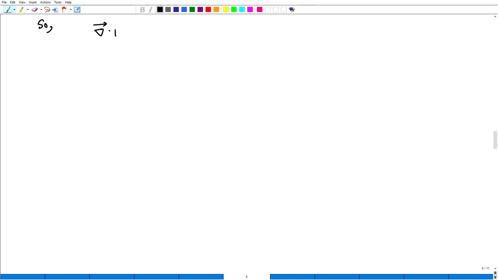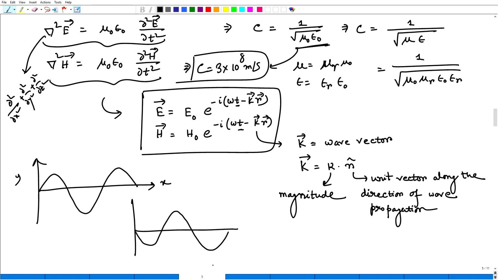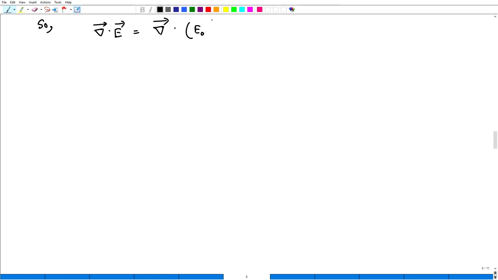Let this be 0, we know from Maxwell's equation. Now forget about 0. If we put in our obtained value of the electric field, which is E0, and H0, these are the amplitudes. Here it's not symmetric, but in case of a wave it is always symmetric. So E0 and e to the power minus i(omega t minus kr).